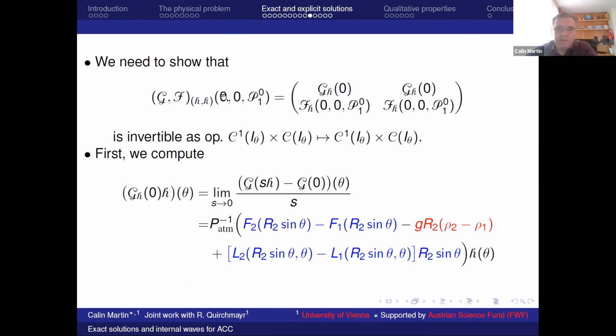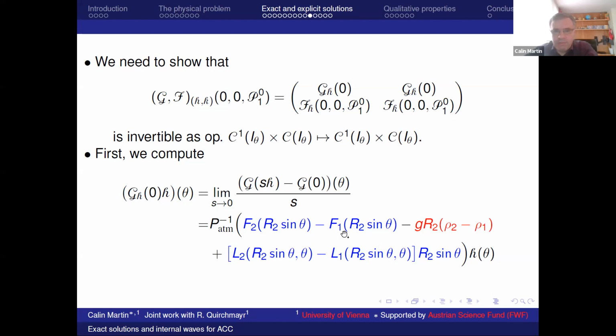is invertible. Here 1 0 stands for the interface and 1 stands for the surface that are undisturbed and follow the curvature of the Earth. So the derivative in this is a matrix of derivatives. We need to show that this is invertible. And when we compute this derivative, this is really the usual formula for a derivative. So we end up with these quantities here.